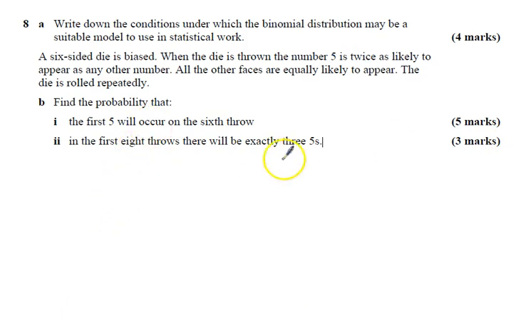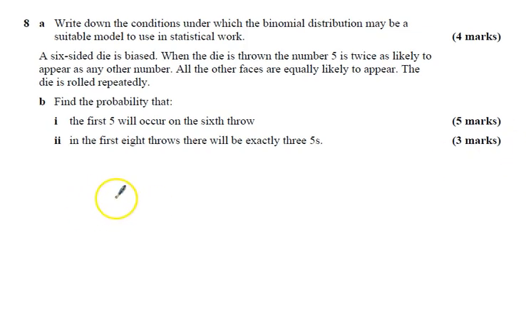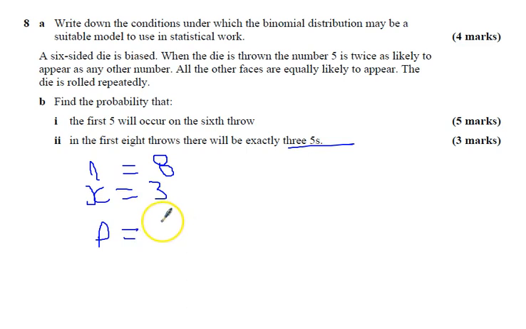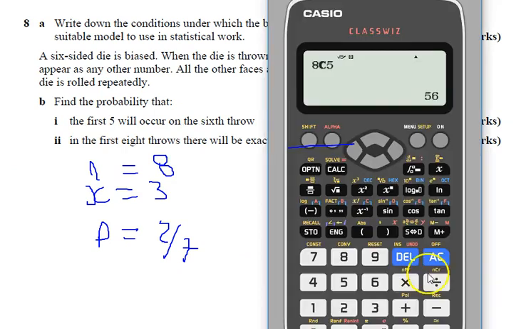You could just use your calculator. You need to say what you're doing, so you need to say what your values are going to be that you're going to just shove into your calculator. So you probably want to write down that n equals 8, x equals 3, because there's 3 outcomes that we want, and the probability of achieving that outcome is 2/7. So I think you should write that down. You need to say that so the examiners know you haven't just made it up.